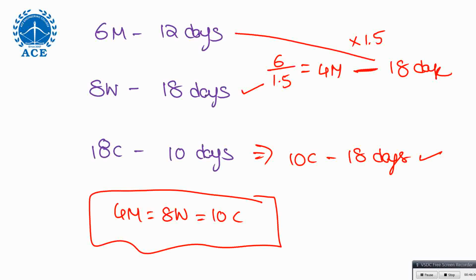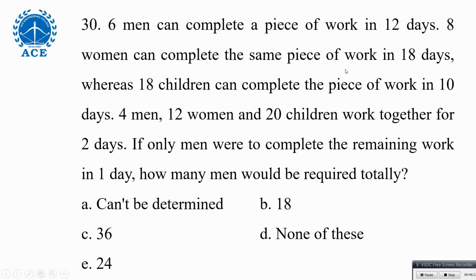Next one. See the total work: initially some people completed part of it, and there is some remaining work that should be completed by men only. That's what they asked in the question. There is some total work. Among that, 4 men, 12 women and 20 children work together for 2 days, and now only men are there. How many men are required to complete the remaining work in 1 day?